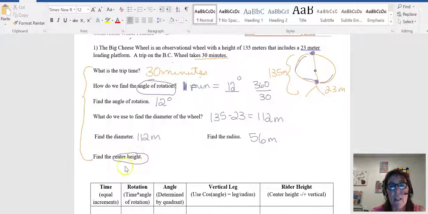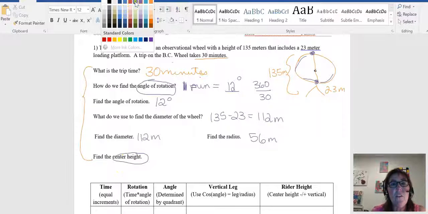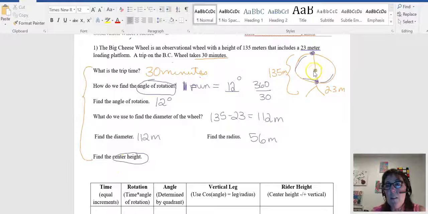Now this next one is very important. This is what's called the center height. The center height is the distance between the center of the Ferris wheel and the ground. So in order to find the center height, you're going to take the length of your radius and add to it the value of the platform. In this case, I have a radius of 56 plus a platform height of 23. So my center height is actually 79 meters.